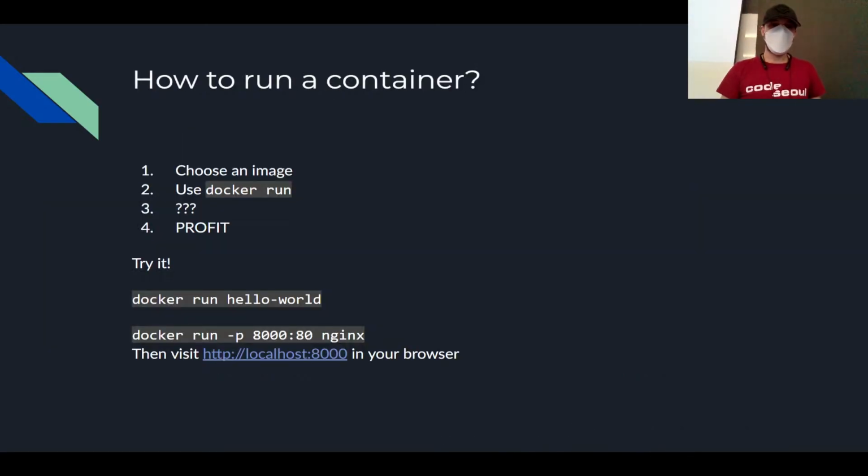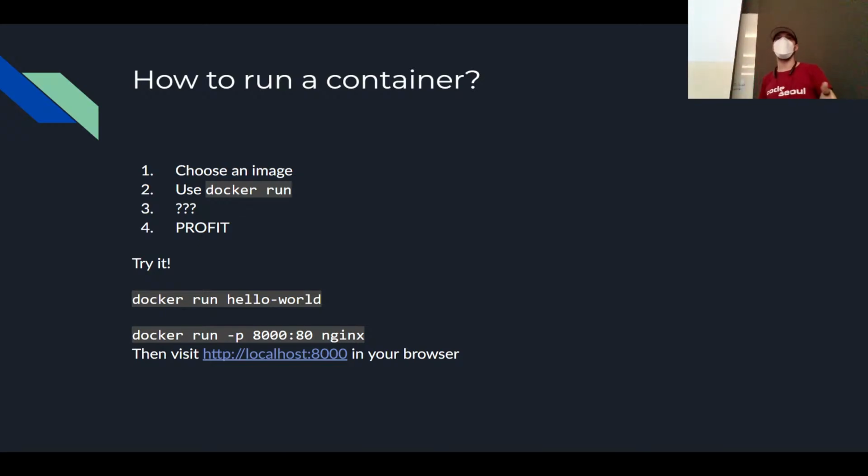So how do you run a container? First you choose some image, basically what environment you want to run. If you've installed Docker Desktop, there's a command called docker, and that docker command has a subcommand called run. So you do docker run, some stuff happens, and then you have a container.